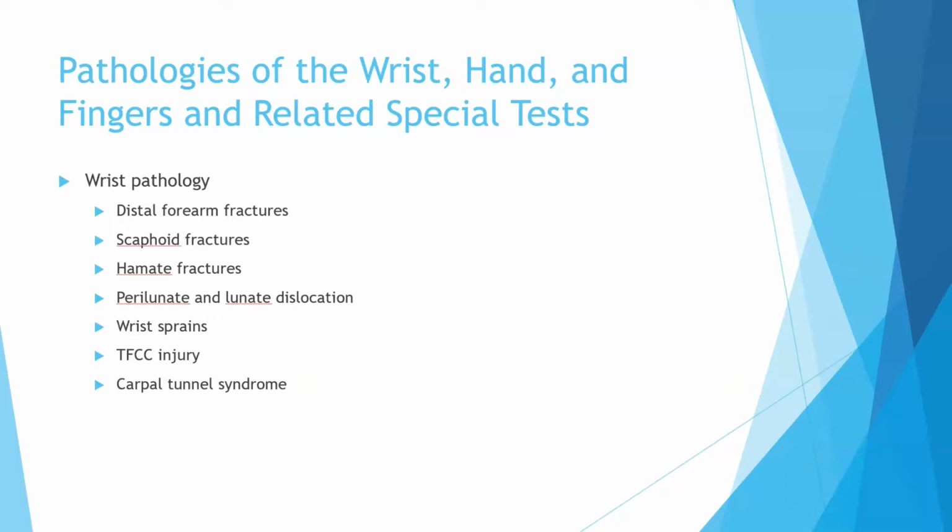Okay. Wrist pathology. So I said before, the most common wrist fracture is going to be a scaphoid fracture. The most common dislocation of a carpal bone is the lunate. Okay. So each of these is pretty unique. And when we do these special tests, you'll be able to have a telltale sign of what's going on.